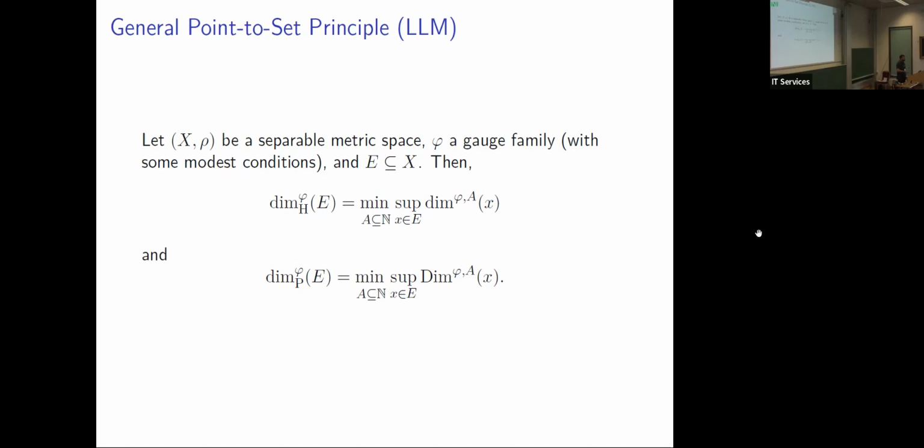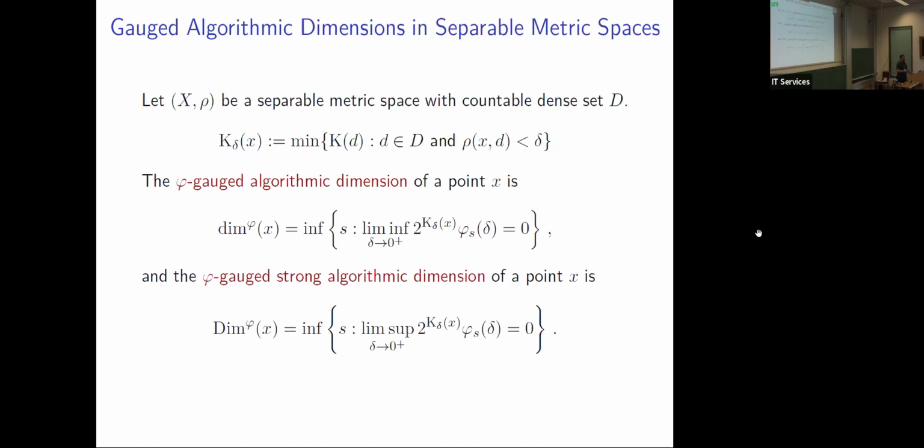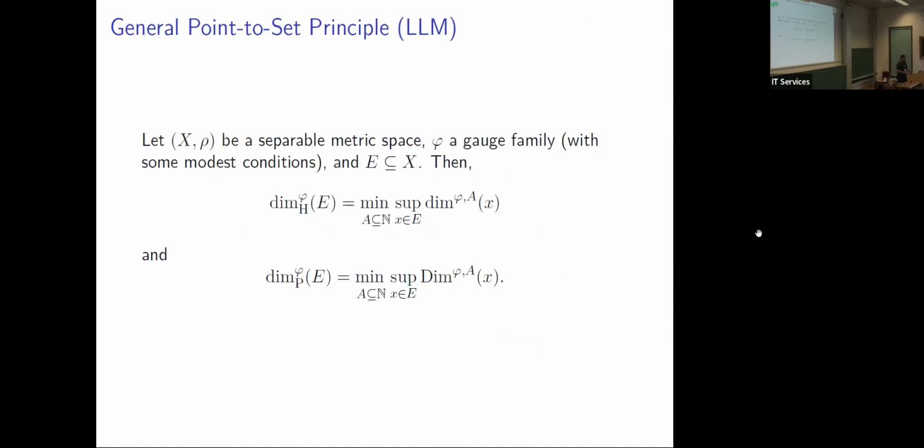Yes, Arno. Would this be a theorem or a... Sorry? Do you have a theorem here, or is it a tradition? This is a theorem. Yeah, I mean the phi gauge Hausdorff dimension came predefined, and these were the definitions of the phi gauge algorithmic dimensions, and this is showing a characterization of one in terms of the other.